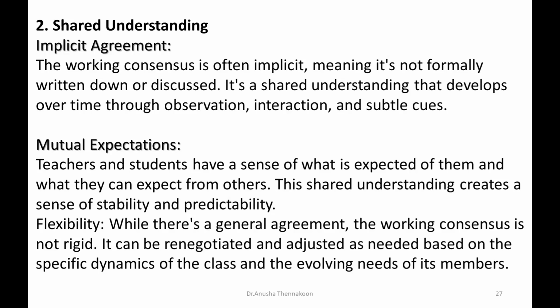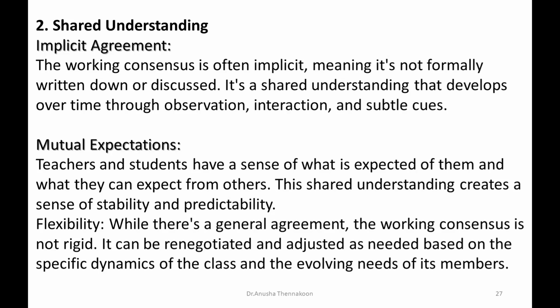Shared understanding. In working consensus, the working is often implicit. Implicit means it's not very clear actually, meaning it's not formally written down nor discussed. That is what we discuss. It is through shared understanding. So this working consensus occurs through shared understanding.